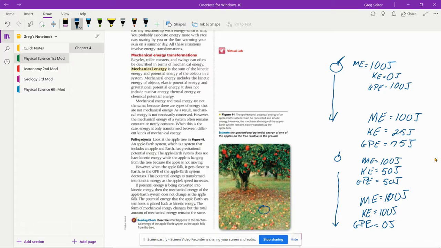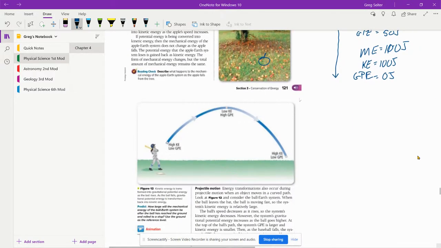When that apple's on the ground, as it hits the ground, some of the energy is transferred into the ground. Not a lot, but enough. Most of it, though, is going to be transferred into sound energy. You'll hear the apple hit the ground, and that's where that energy comes from. As that apple comes down and hits the ground, you're going to hear it hit, and the kinetic energy is going to be changed into sound energy.